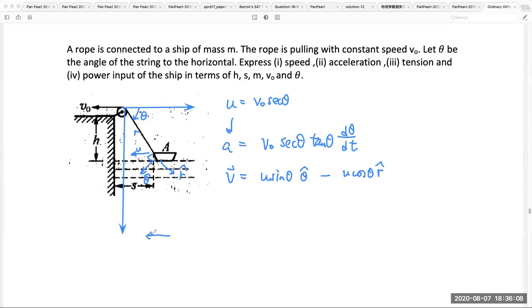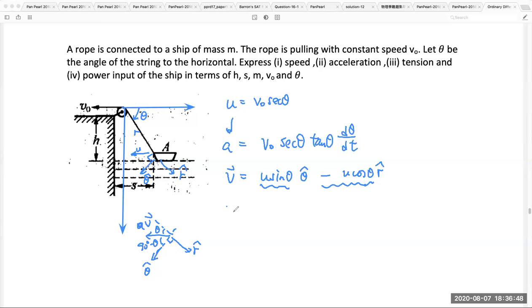Now this is vector u, the vector of the velocity. And then the theta hat is along this direction. This angle is 90 degrees minus theta, and this has the angle of theta here. Therefore, the component along the theta hat is u sine theta, and the component in the r hat is u minus u cosine theta.